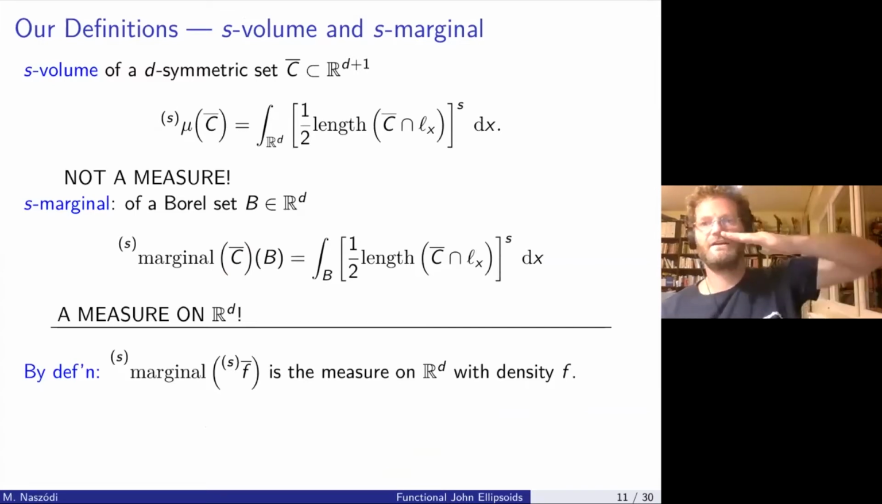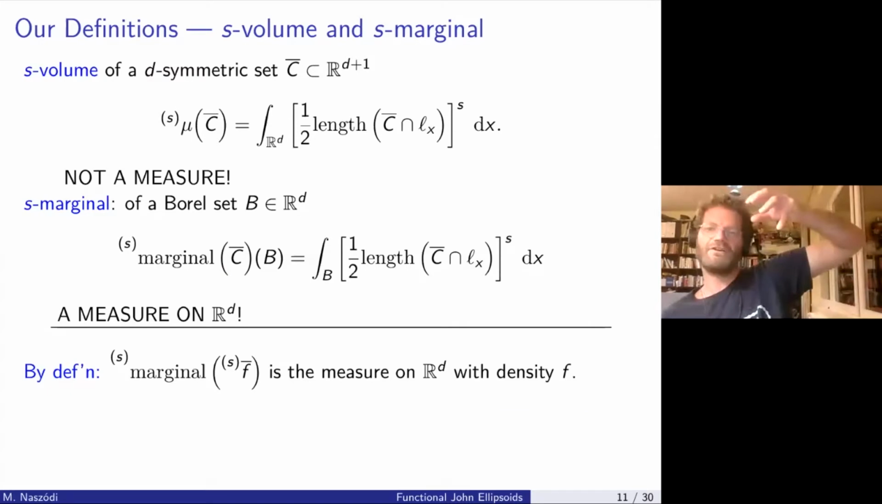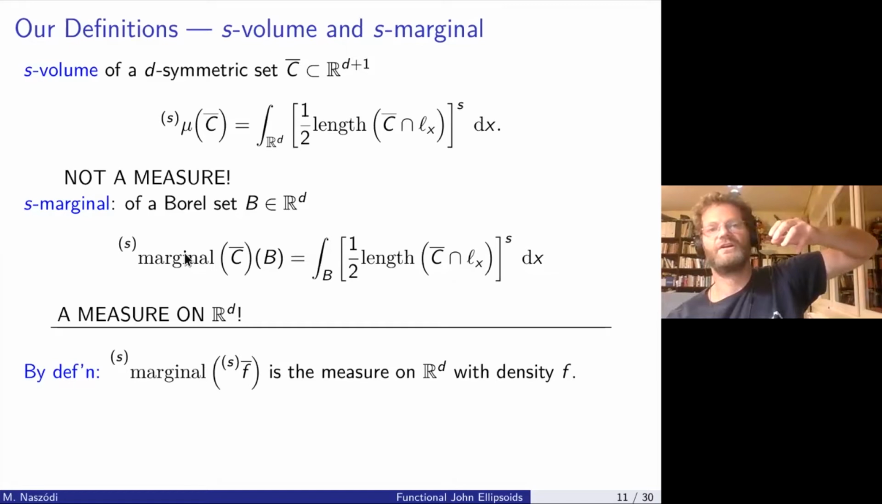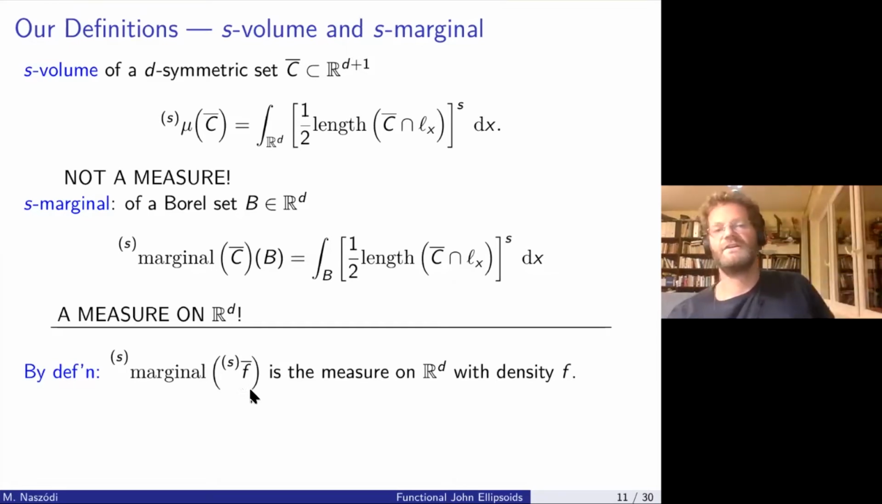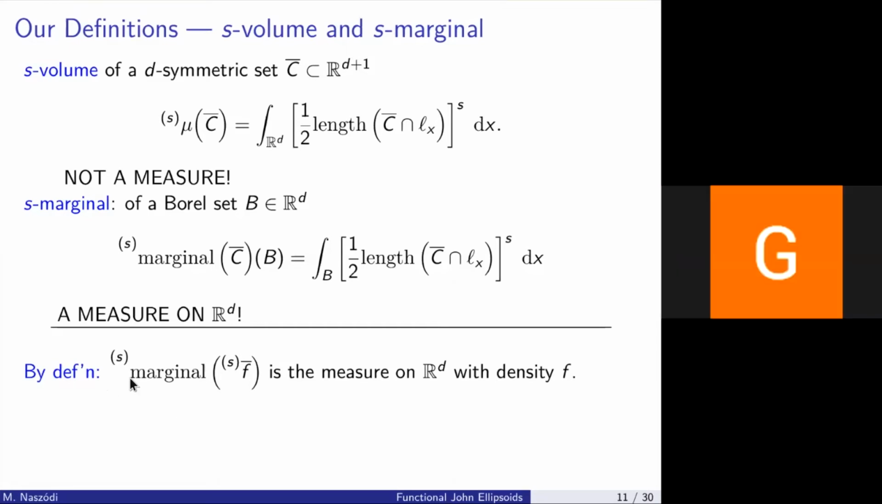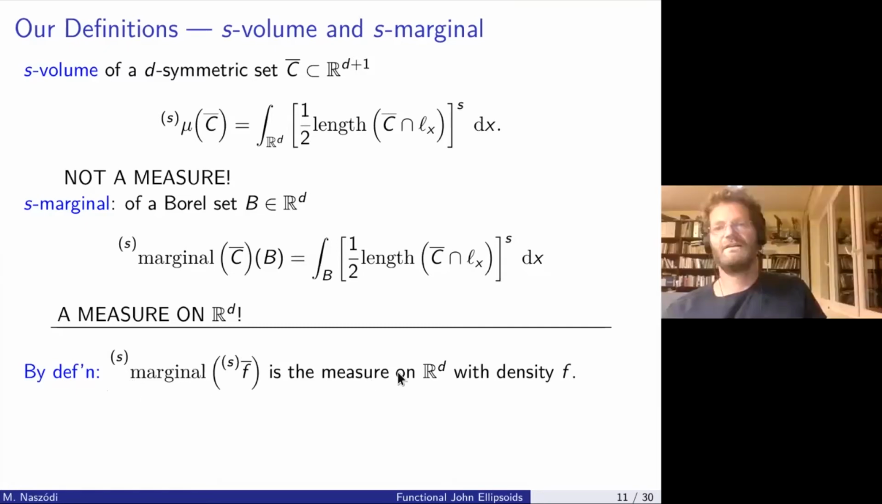So I take a function, I think of it as a density function, as a measure. You take the S lifting of this measure, that's a set up there in R^(d+1), which is like C bar. And then I take this set in R^(d+1) back into a measure on R^d. And if I do that, then I get back the original.